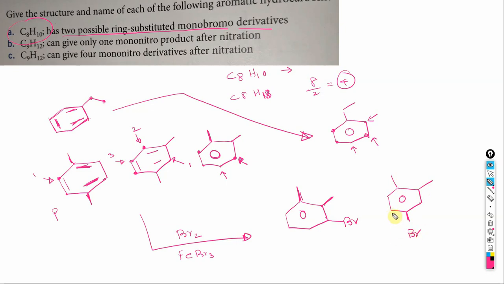And if you put a bromine here instead of here, that is the same as this molecule. If you put a bromine here instead of here, it's the same as this molecule here. Okay, so that's the structure of C8H10 that gives 2 monobromo derivatives.